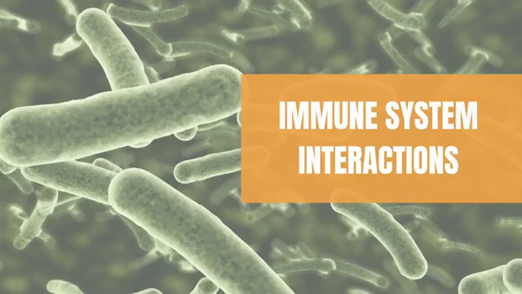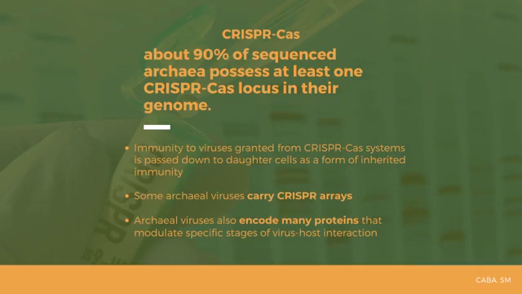Immune system interactions. Nearly all archaea possess multiple immune defense systems. CRISPR-Cas in particular is near ubiquitous, especially in hyperthermophiles, as about 90% of sequenced archaea possess at least one CRISPR-Cas locus in their genome. These loci contain a leader sequence, alternating short identical sequences, which are termed repeats, and variable regions called spacers, which are usually identical to sequences taken from foreign DNA.